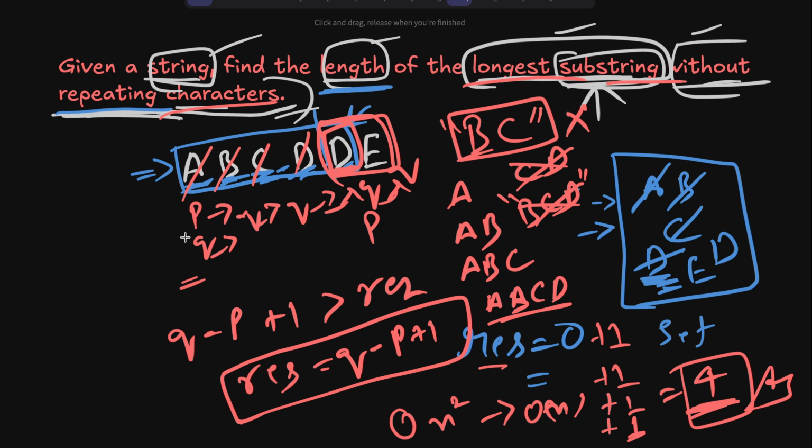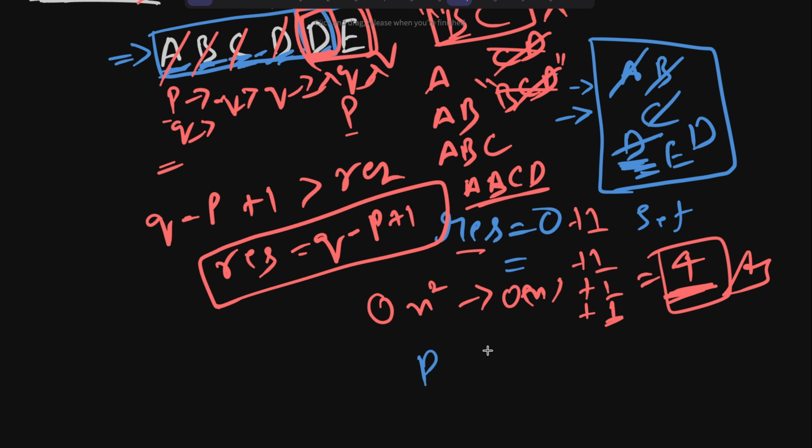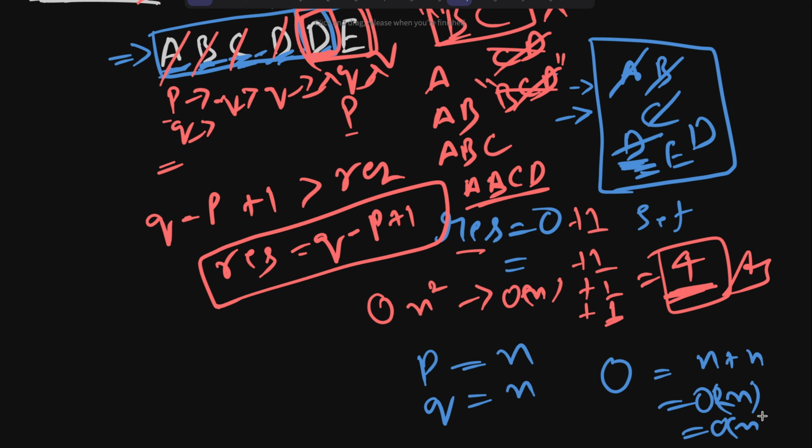Because these P and Q pointers are again going to go through the entire string, right? So if P is traversing the entire array, it can only traverse till n at max. If Q is traversing the entire array, it can also traverse only n elements at max. What this means is that time complexity is going to be n plus n, right? It is going to be 2n. So big O time complexity of 2n is going to be order of n. Simple, right? And that's how we achieved this particular result.